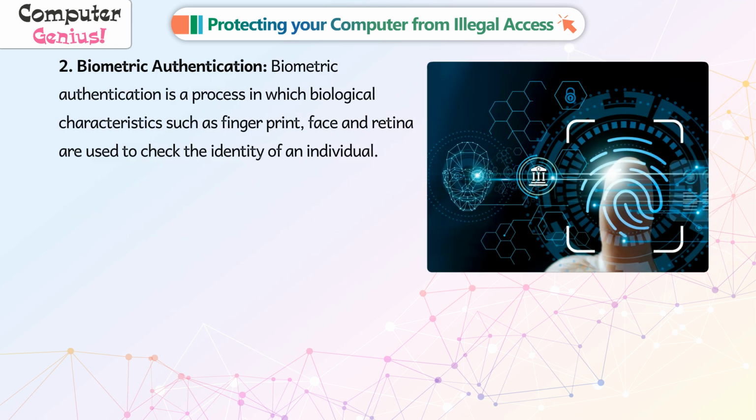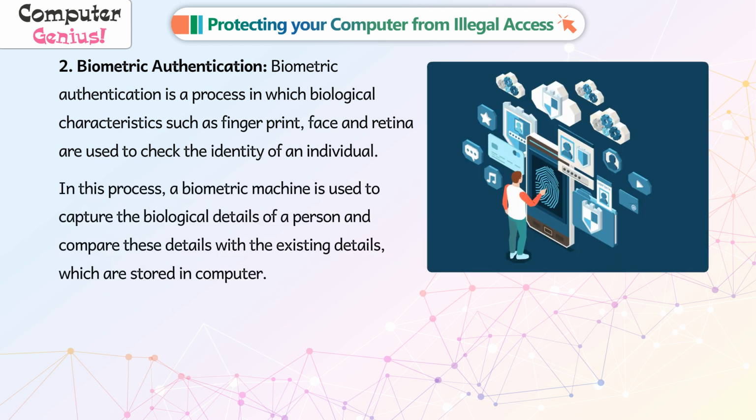2. Biometric authentication. Biometric authentication is a process in which biological characteristics such as fingerprints, face, and retina are used to check the identity of an individual. In this process, a biometric machine is used to capture the biological details of a person and compare these details with the existing details which are stored in computer.